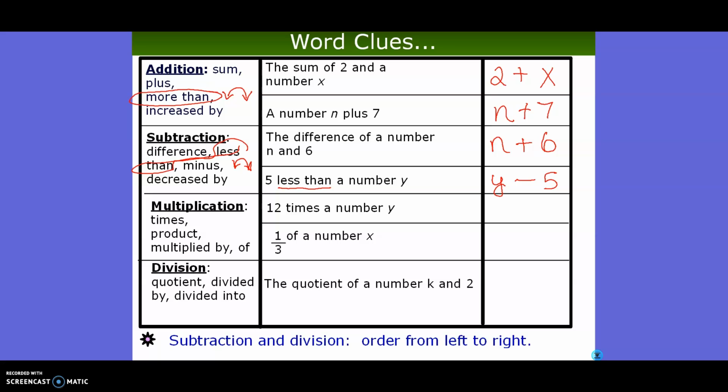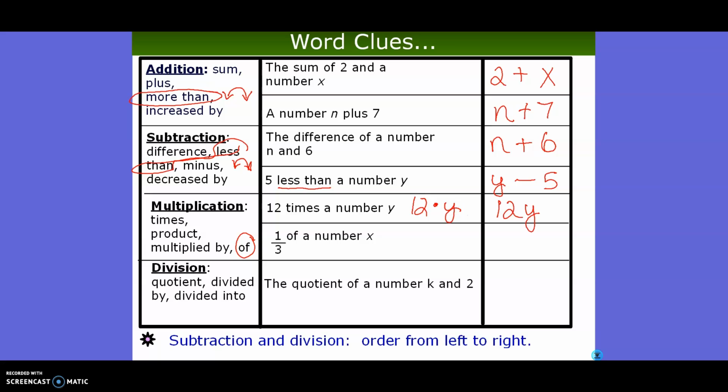Multiplication: times, product, multiplied by, and of. Of is a representation of multiplication. So it's just a tiny little word, but it has an impact. 12 times a number y. So we're going to write that as 12, and I can choose to write just the y next to it. When I have a number and a variable next to it, it's implied multiplication. Otherwise, you could write it as 12 with the multiplication dot y.